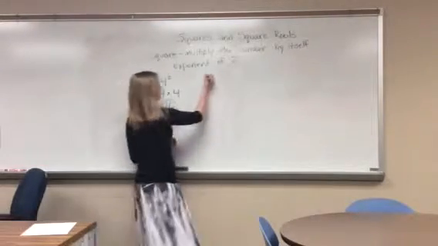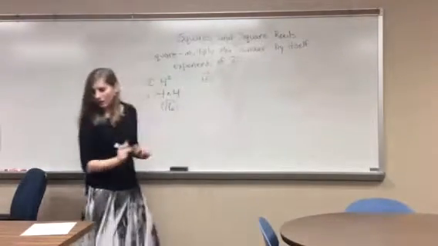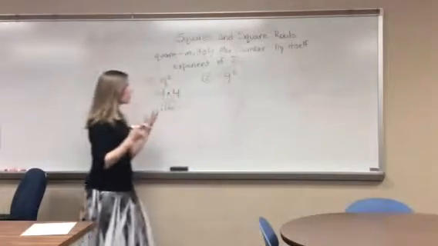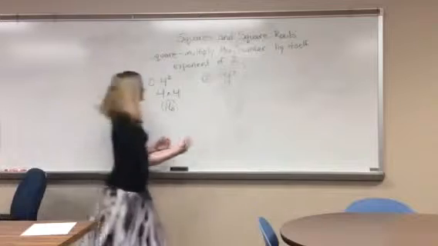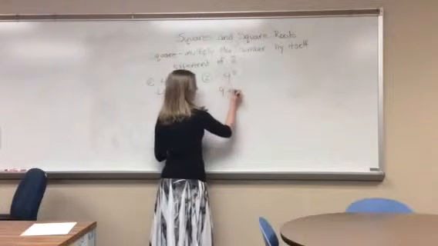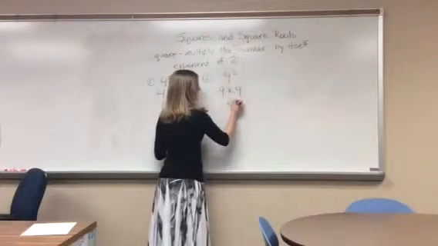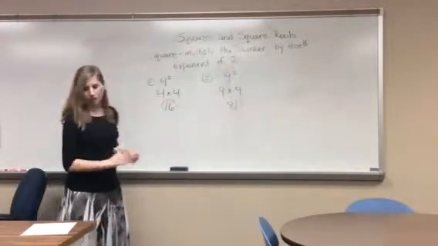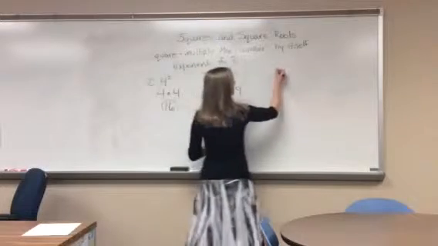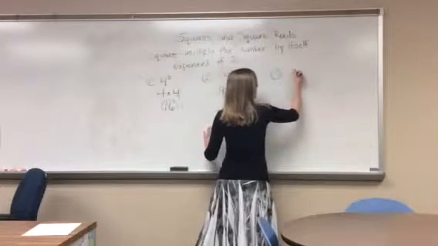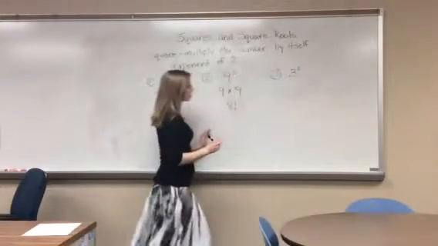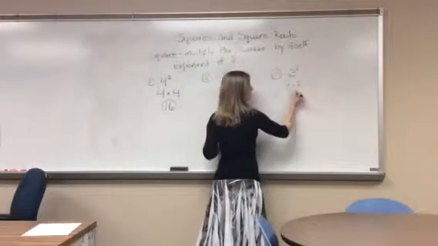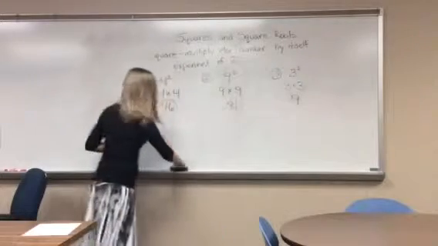Okay? So number 2. We have 9 squared. Again, that means just multiply 9 by itself. So 9 times 9, our answer is 81. So 9 squared is 81. All right, number 3. We have 3 squared, which just means we multiply 3 times 3. So our answer would be 9.